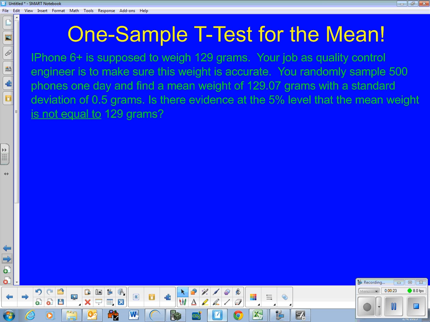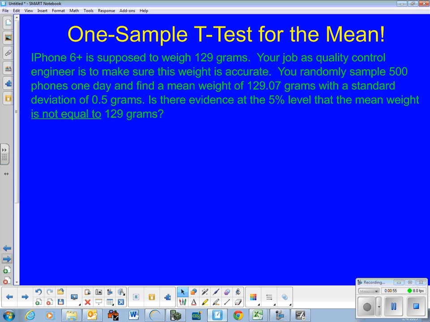So I looked it up. It's supposed to weigh 129. You, 5 years in the future, maybe more, you're a quality control engineer at Apple, making the big bucks. Your job in life is to make sure that Apple iPhone 6 Pluses weigh 129 grams. So how do you do that? You go out and sample some, and you take a sample and see what do these 500 weigh on average.